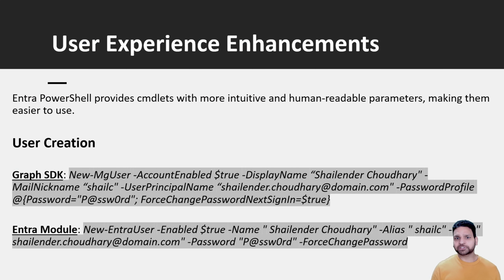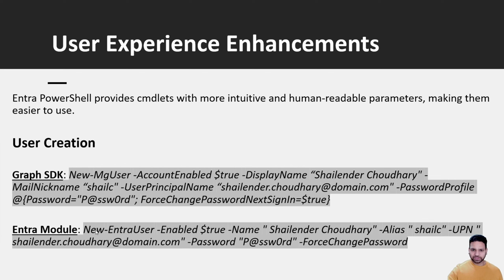The first one, user experience enhancements. The Entra PowerShell provides more intuitive and human-readable parameters. Let's check the user creation example. If you use the Graph SDK, you can use New-MgUser, AccountEnabled true, DisplayName, which is pretty clear, Shailendra Chaudhary, MailNickname. Now, if someone has to create a user, they need to learn all these parameters: UserPrincipalName, PasswordProfile, ForceChangePasswordNextSignIn. Using this command, you can create a new user, provide the password, and force them to change the password at the first sign in.